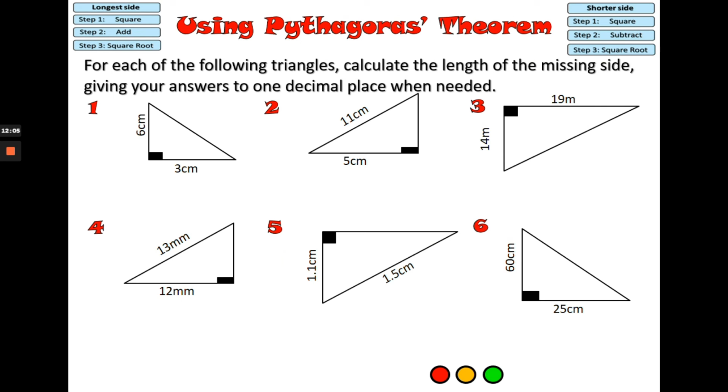Can you work out which one is the hypotenuse? And then, can you answer the questions? So this is a mix, so some will be the hypotenuse, the longest side, some will be the shorter side. At the top of the screen, you can see I've put how to do it at the top. So can you just pause the screen and try those for me, please?